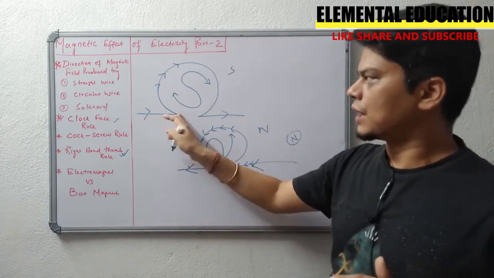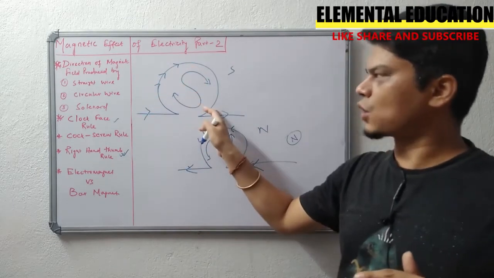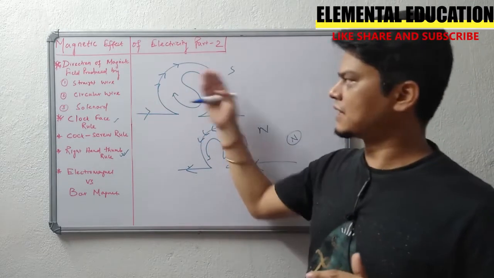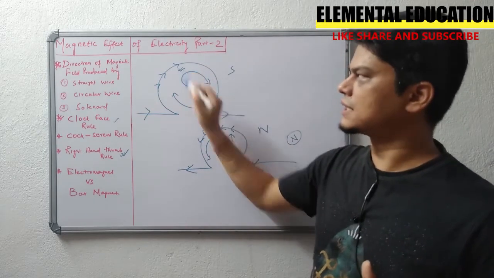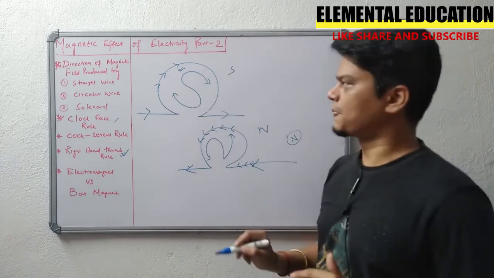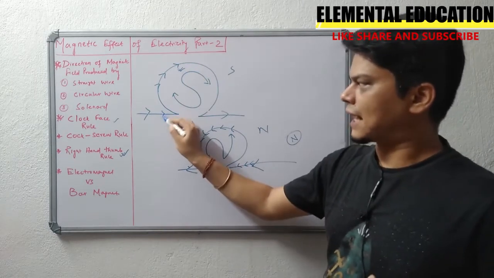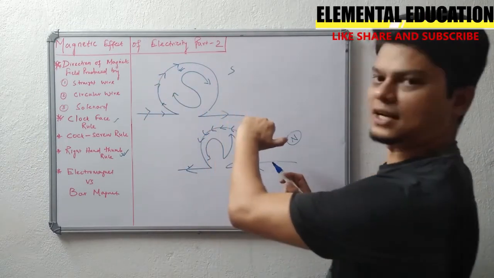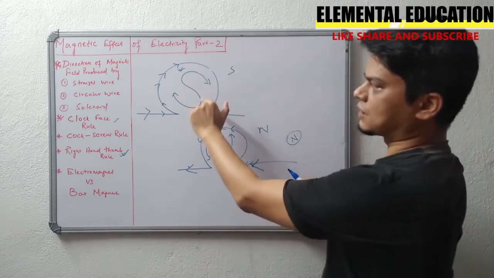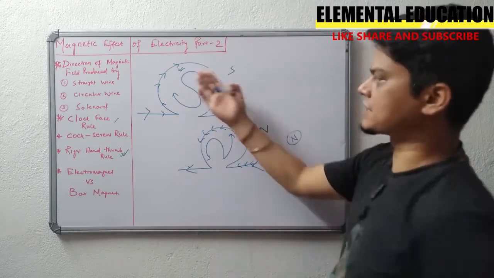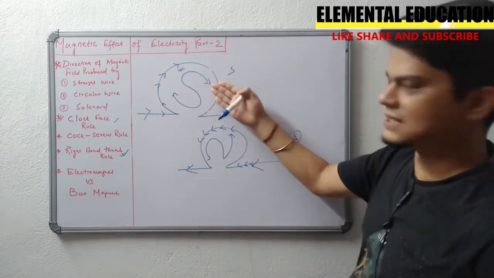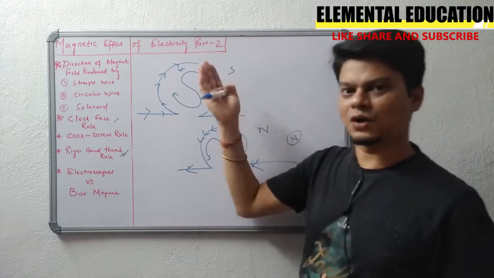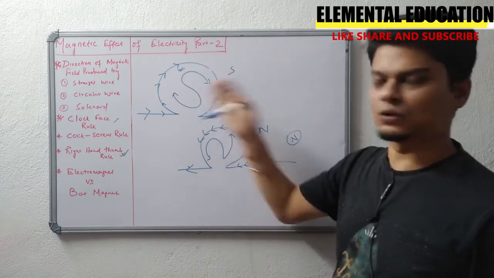So if this is the flow of current in clockwise direction, then the face of this clock is the south pole. That means the current is flowing this way in clockwise direction, the face of the clock is in south direction. Our side, if we are facing the clock, is in south direction. The back side will be the north pole. This is south pole.